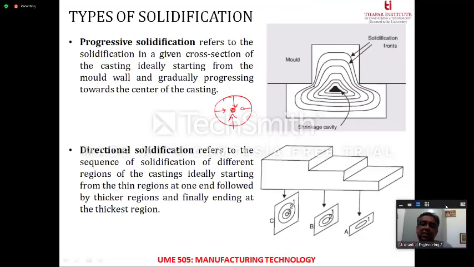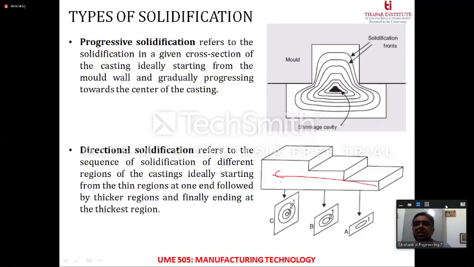Whatever amount of cavity remains after solidification remains at the center, and as a result what you get at the end is a defective cast. You have a hot spot inside the casting which cannot be rectified under any circumstances. That is why progressive solidification is avoided in casting processes. Now, directional solidification is where the casting solidifies across the length of the mold where the casting is being made.